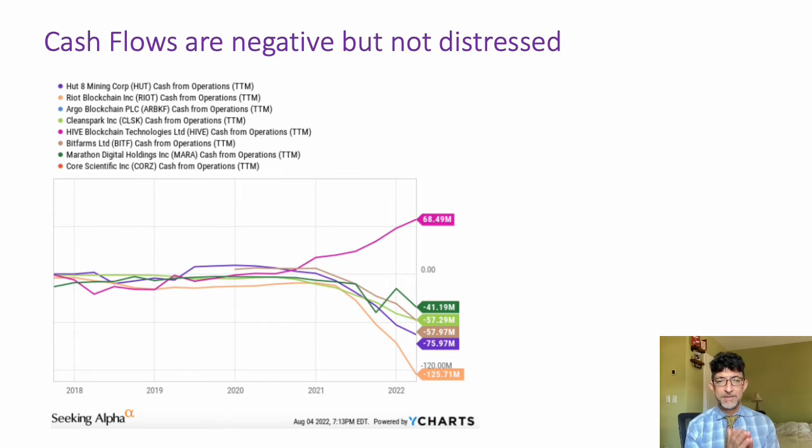Here are the cash flows that I mentioned. Cash flows are negative, but they're not at distressed levels. Now, if you're thinking about investing in Hive Blockchain because that's positive cash flow, don't even think about doing that. That's an anomaly. And also, what Hive Blockchain was doing is mining for Ethereum. They do a lot of that too, so their cash flow looks better. But remember, Ethereum mining is going bye-bye. So don't think about investing in Hive Blockchain for now.